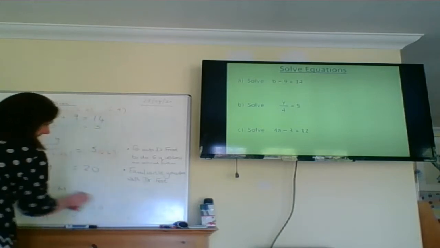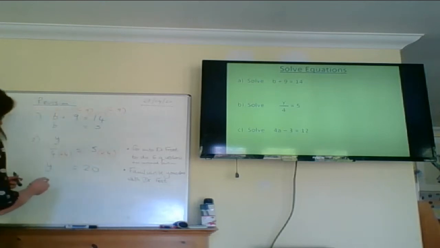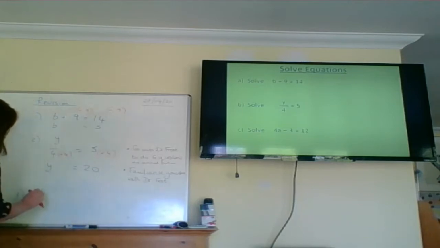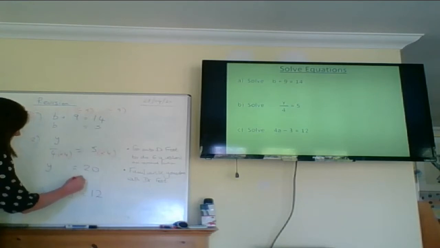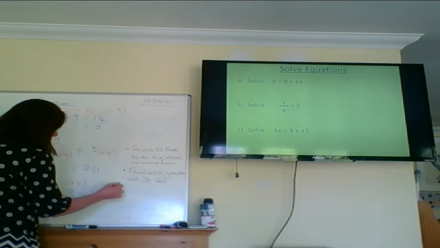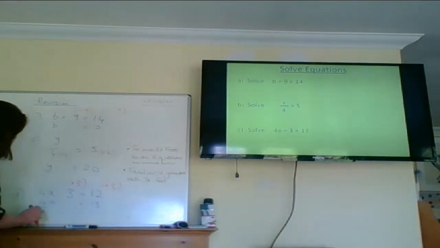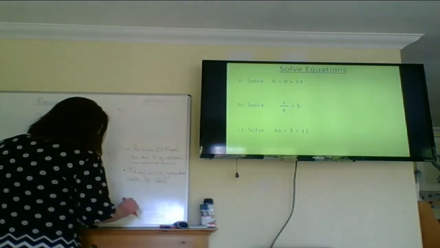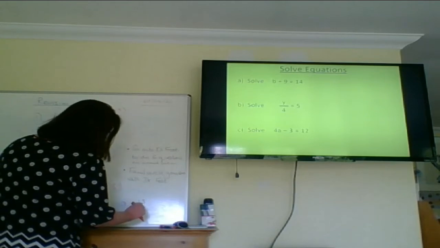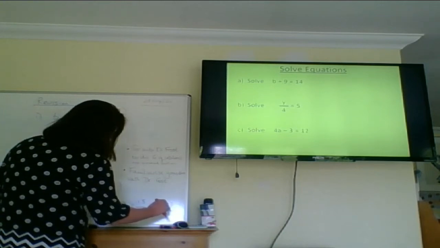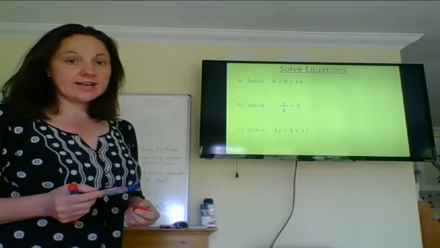Okay, and then lastly, we have got 4a take away 3 equals 12. We want to eliminate the 3, so we add 3. That leaves us with 0. Whatever we do to the left, we have to do to the right, so we add 3 there. So you're left with 4a equals 15. But we want to know what 1 lot of a is, so we divide that by 4 and divide that by 4. Okay, and then we're left with a equals 15 over 4. As a mixed number, it's 3 and 3/4. 4 goes into 15 3 times with 3 remainder, so it becomes 3 and 3/4.